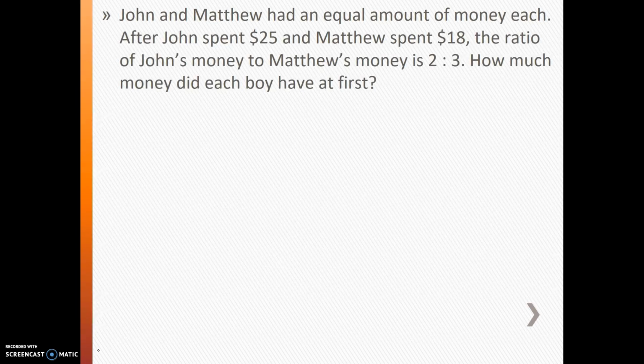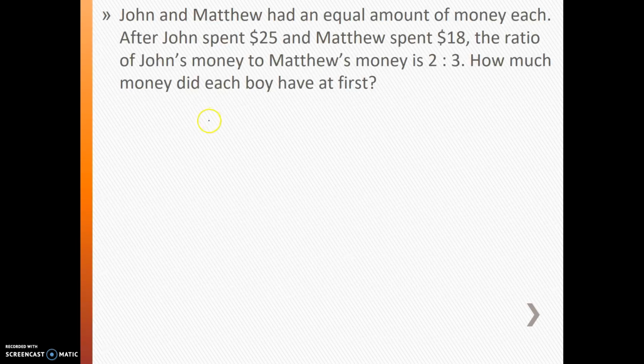Okay, so John and Matthew had an equal amount of money each. After John spent $25 and Matthew spent $18, the ratio of John's money to Matthew's money is 2 to 3. How much money did each boy have at first?